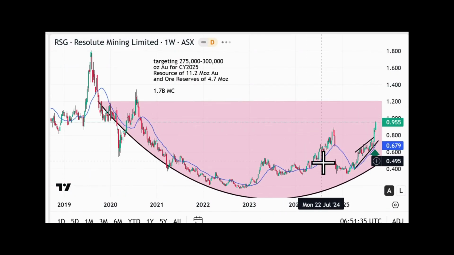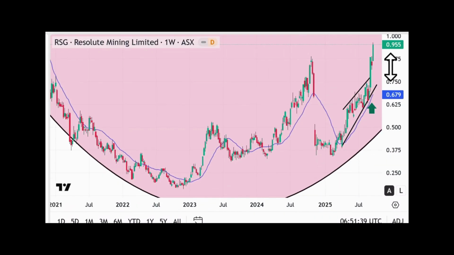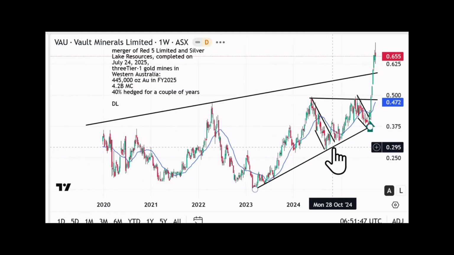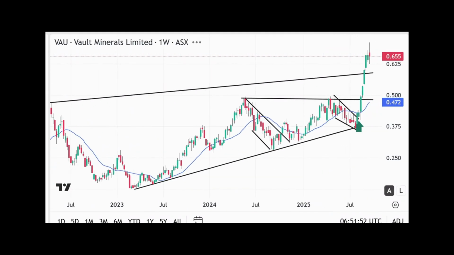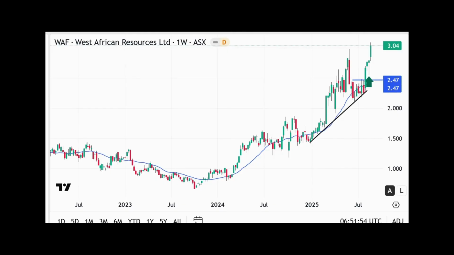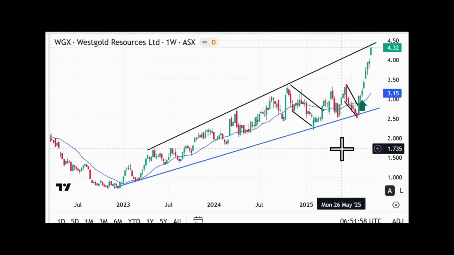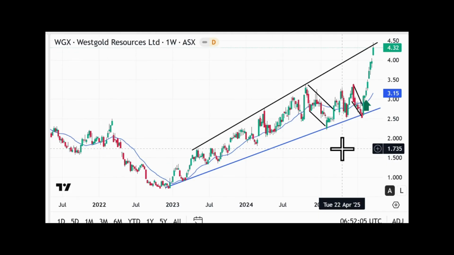RSG. He's looking pretty hot, going for the magic 100. St Barbara looking fine. Vault above the trend line, looking fine. WAF, anyone know what's going on? West Gold, wow, look at that. We're right at the top of the channel. What a run. Alright, doesn't mean it's the top.